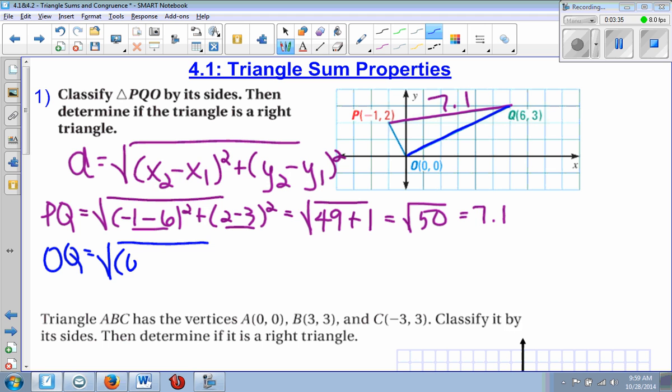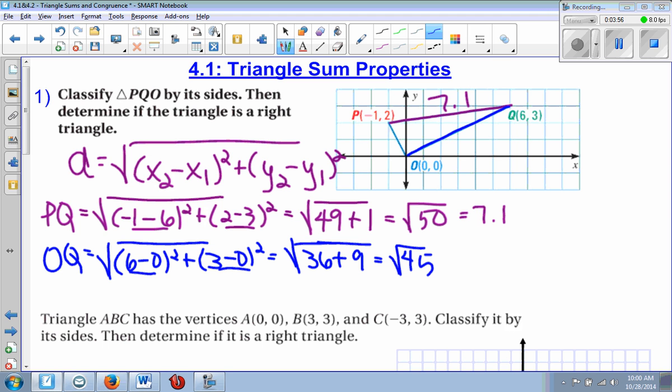So I will do 6 minus 0 squared plus 3 minus 0 squared. In each one of those, 6 minus 0 is 6. Square that, you get 36. 3 minus 0 is 3. Square that, you get 9. Adding those together gives me a 45 underneath my square root. And if I round that to the nearest tenth, the square root of 45 comes out as 6.7.